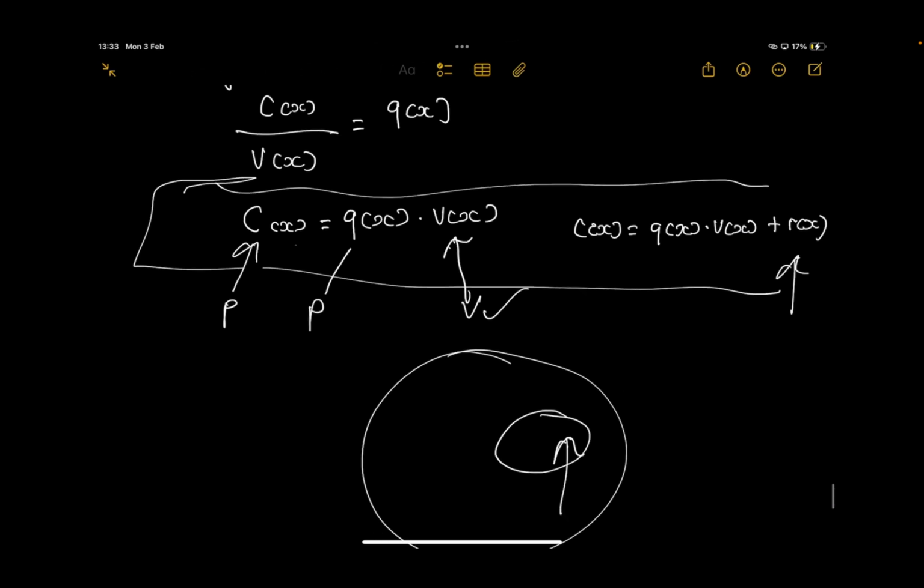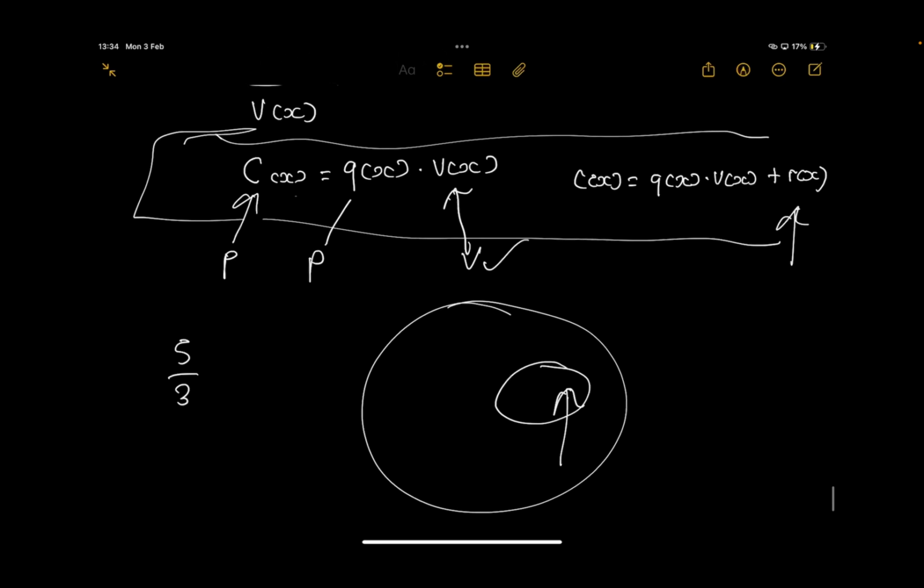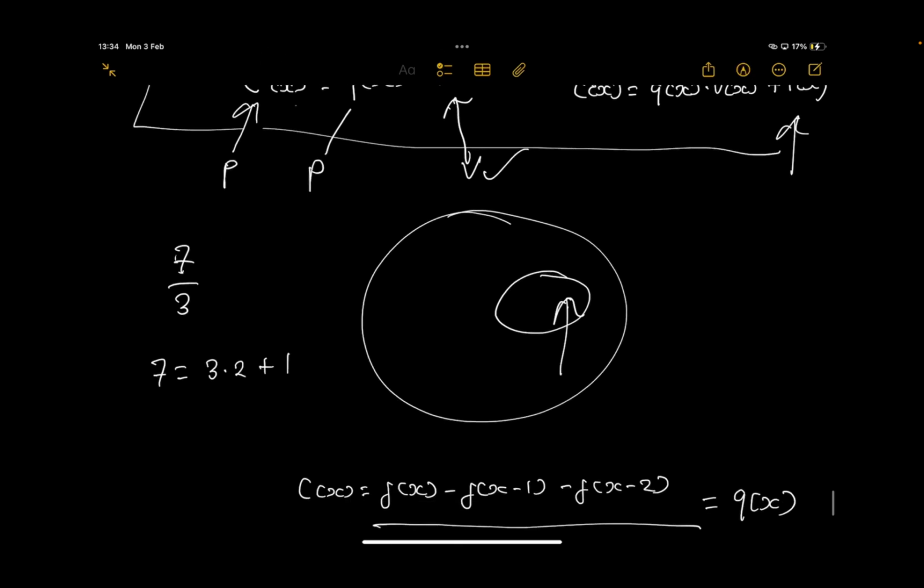Exactly. So it's like dividing 5 by 3, right? Let's say 7 by 3. 7 is going to be equal to 3 times 2 plus 1, right? So if this is the case, let's say the vanishing polynomial is 3, and then this is C of X, and then this is Q of X, and then this one is R of X. There's just this one, let's say this is fixed. There's no way that, how do I put it?